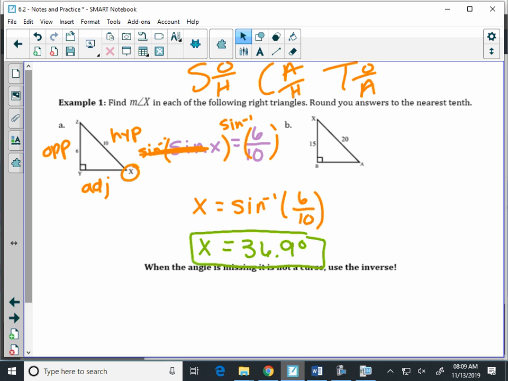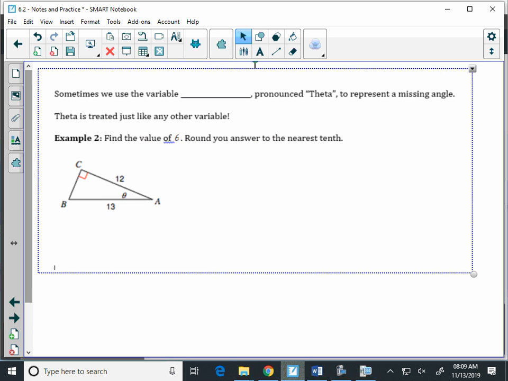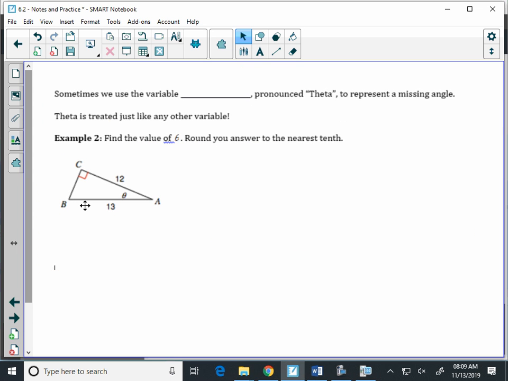Questions over that? It would be the same steps for B, but I want to talk about one tiny thing real quick. Sometimes we use the variable theta. That's pronounced theta. Okay? To represent an angle, you'll see that a lot. Theta is just like any other variable. It's just like x. So when you're asked to find the value of theta, theta just likes to represent angles a lot. It's just a variable we use for angles. So it's no different than x.